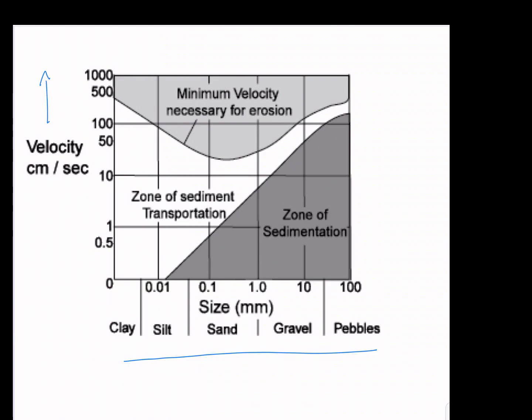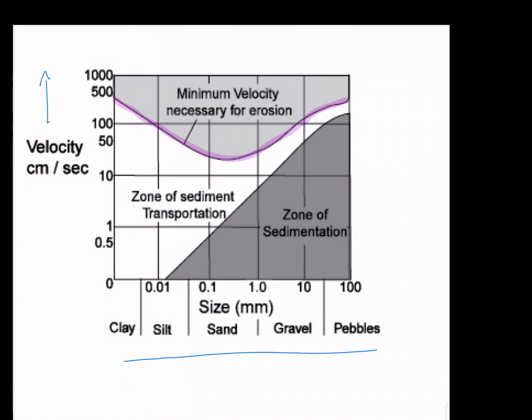Okay, on this graph, what I want you to pay attention to next are the different lines that separate the shaded areas on the graph. We're going to start with the line that represents the minimum velocity that's necessary for erosion. So I'm highlighting that in purple here. So it's this line right here.